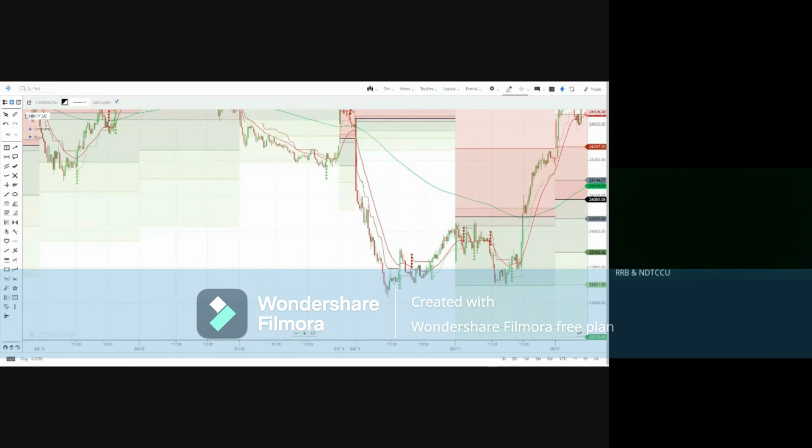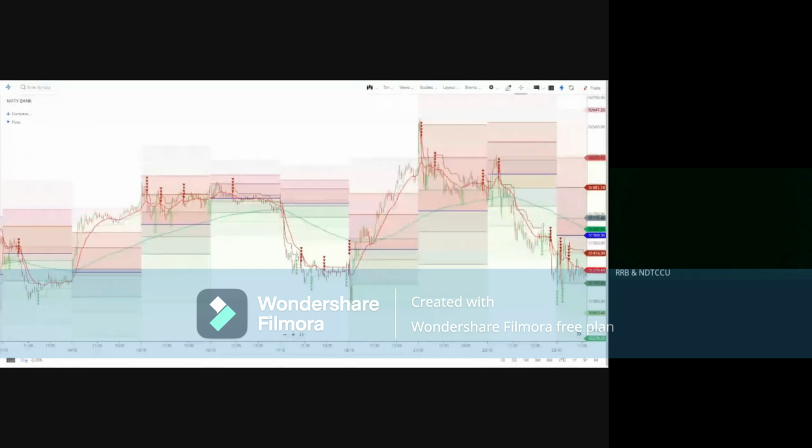Let me try to show. In Bank Nifty, before I used to trade a lot in Bank Nifty, I can show you that type of what I'm telling, that super trend ATR thing. Yeah, this day, let me show you this one.